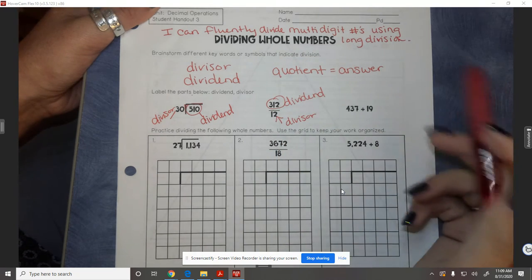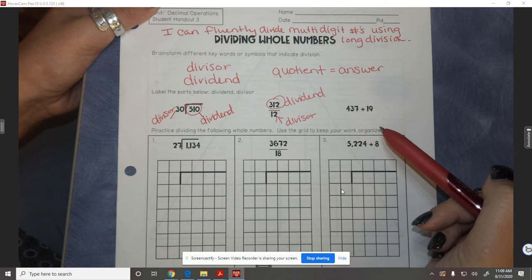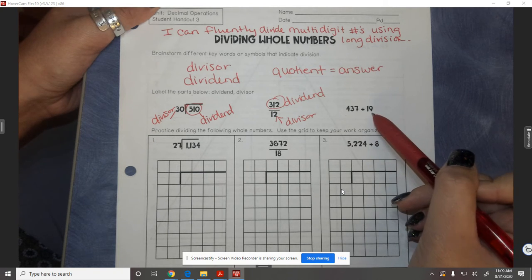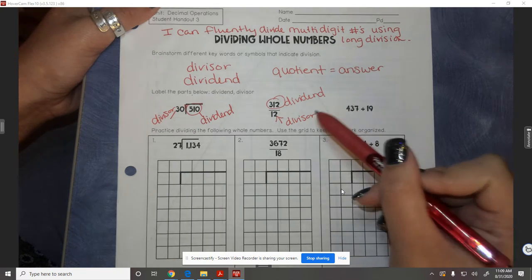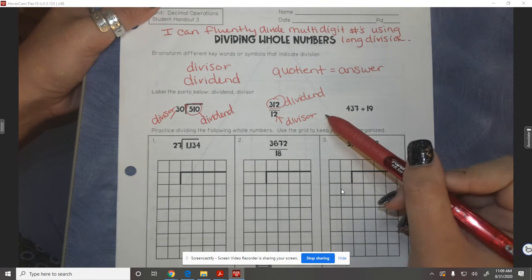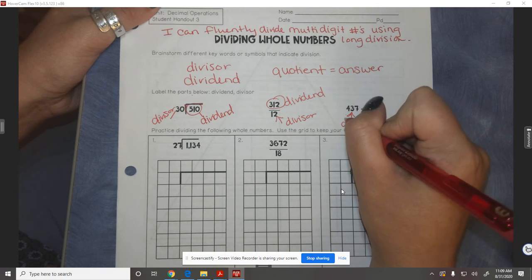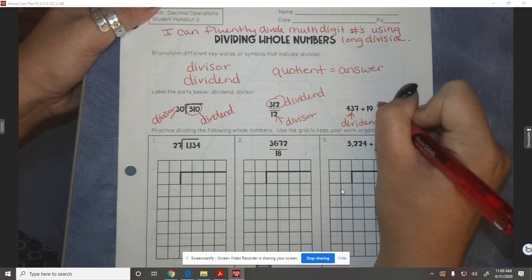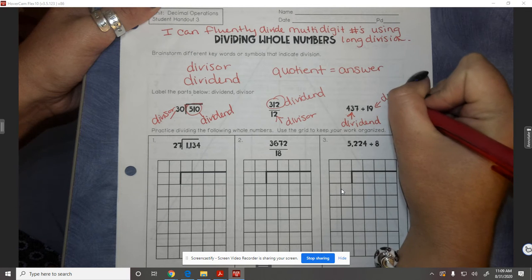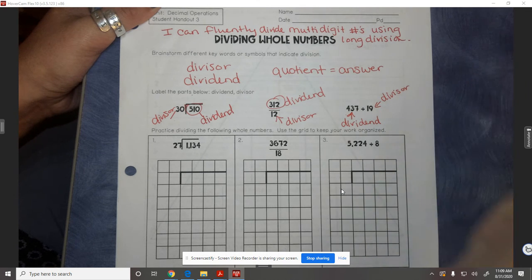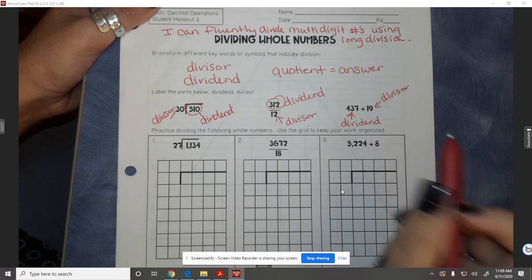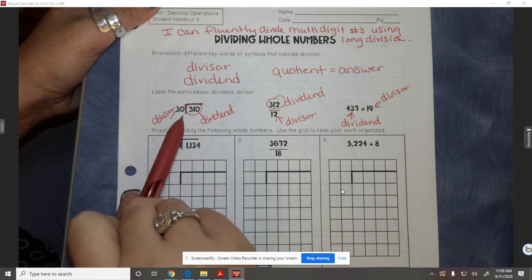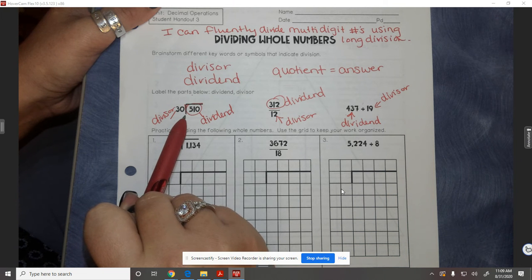So this right here is your dividend, and your denominator, like we said, is your divisor. This is our typical number sentence format, where we have 437 divided by 19. I had a lot of people say that the biggest number is the dividend. That's not true. The first number is the dividend, because what we're going to find out later on is that sometimes your dividend can actually be smaller than your divisor, and that's when we get into decimals and things like that.